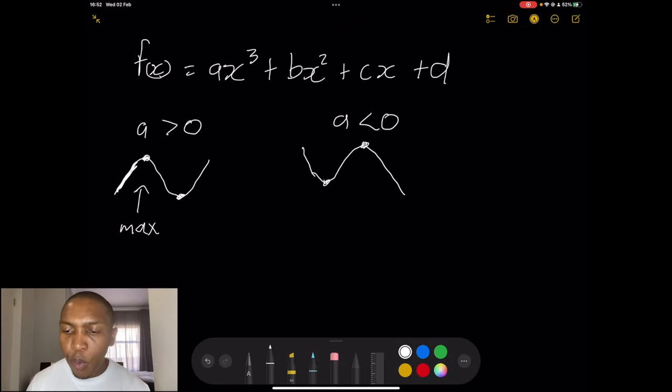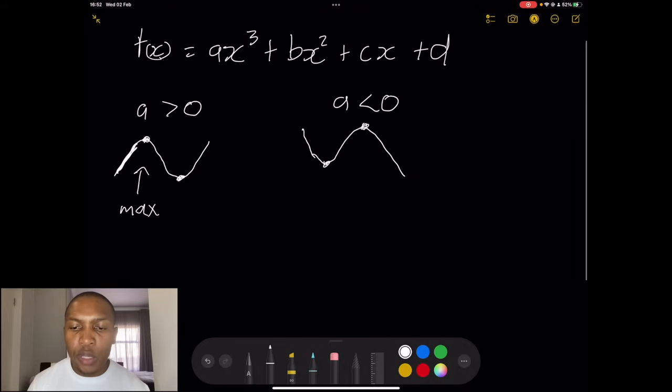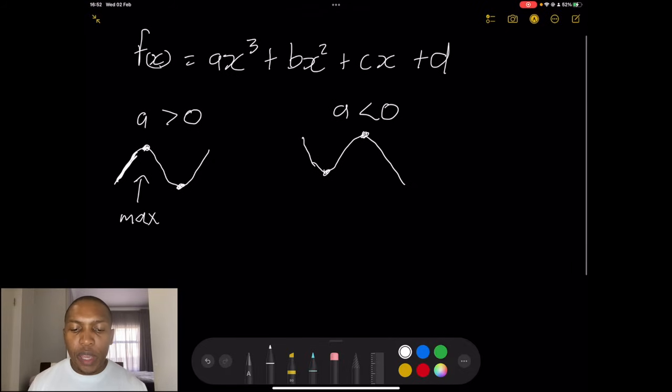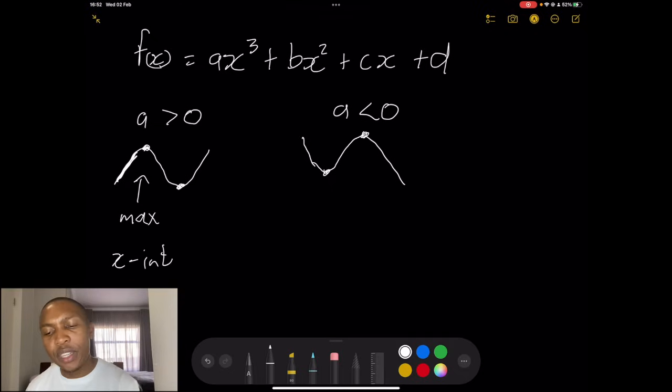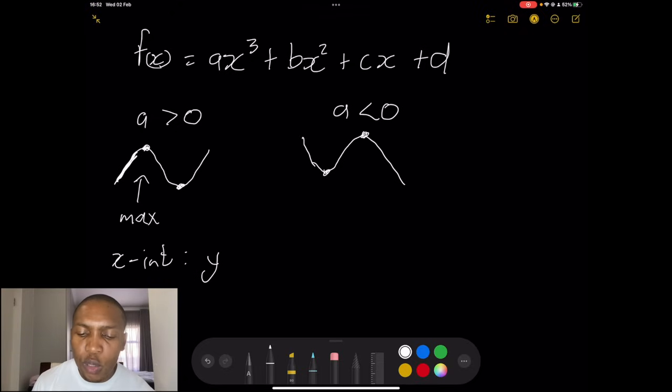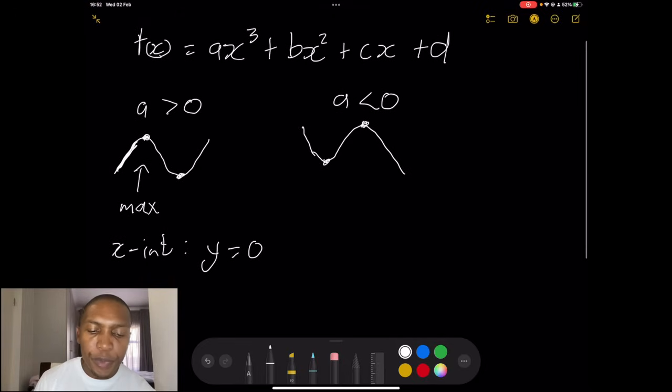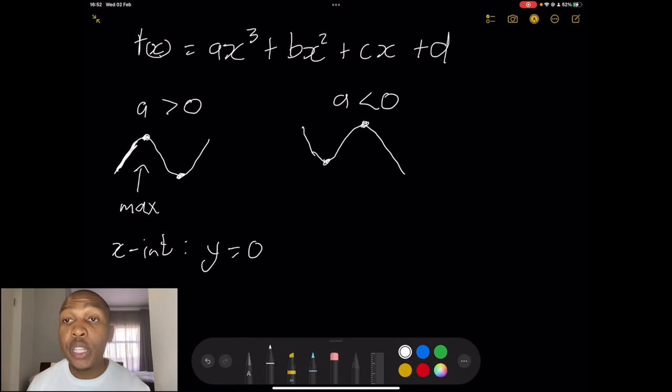What is also of note is that if you want to find, for argument's sake, the x-intercept, once again, nothing changes about the cubic function. We know that y is equal to 0. I'm just re-emphasizing that, nothing changes about it. This is where y is equal to 0, and what you're going to do is factorize. I'm going to teach you some really nice ways of doing that today.